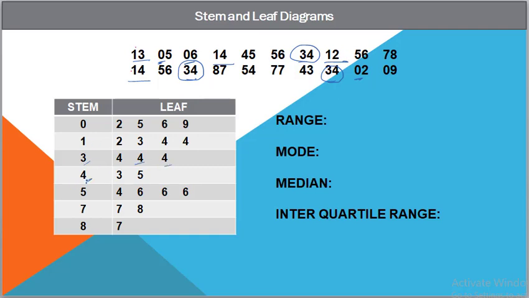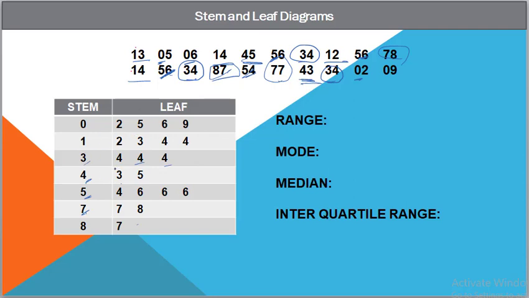If we have 4 as a stem, we have the numbers 43 and 45. You can look here, 45, and here, 43. If we have stem 5, then we have 54, 56, 56, 56. If you take stem 7, then we have 77 and 78. If we have 8 as a stem, we have only one number, which is 87. That's how we create the stem and leaf diagram.